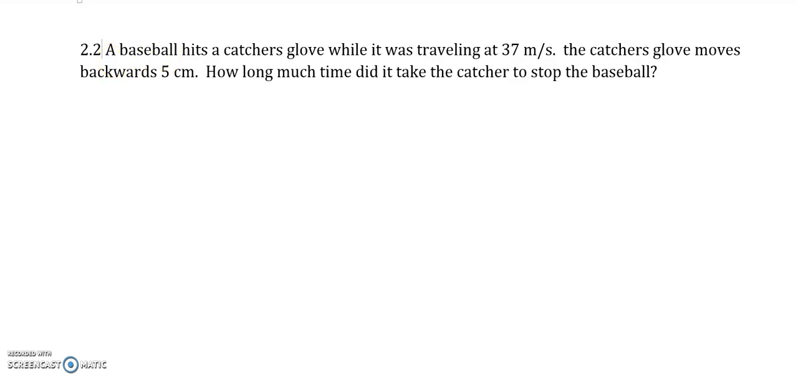It says a baseball hits a catcher's glove while it was traveling at 37 meters per second. The catcher's glove moves backwards 5 centimeters. How much time did it take the catcher to stop the baseball? That's what we're going to try and figure out.